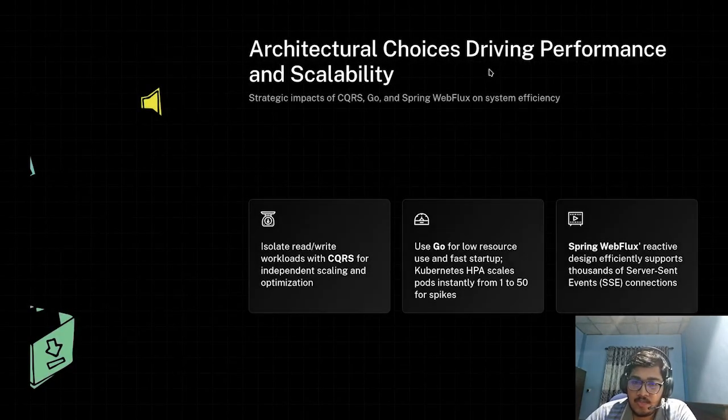As I mentioned earlier, we have isolated the read and write sides of our system using CQRS, and we have used Go for low resource utilization and fast startup. In this way, using Kubernetes HPA, we can scale the pods instantly. Let's say we are at one pod, we can instantly ramp up to 8 pods, 10 pods, or anything, if any kind of spike happens in the demand.